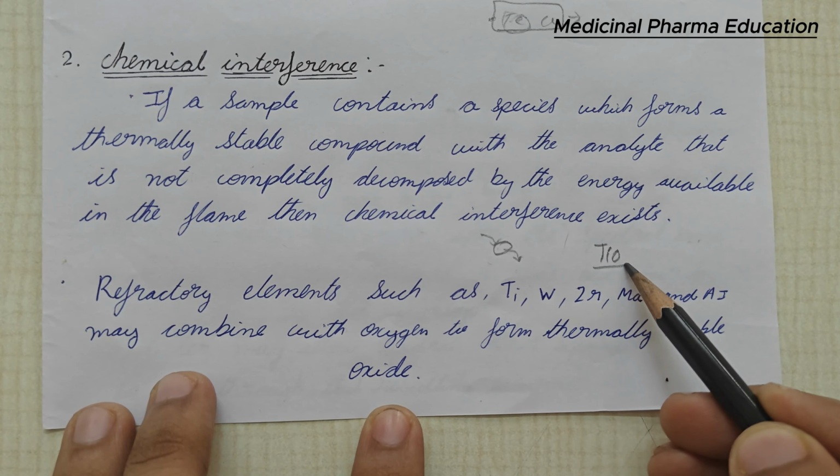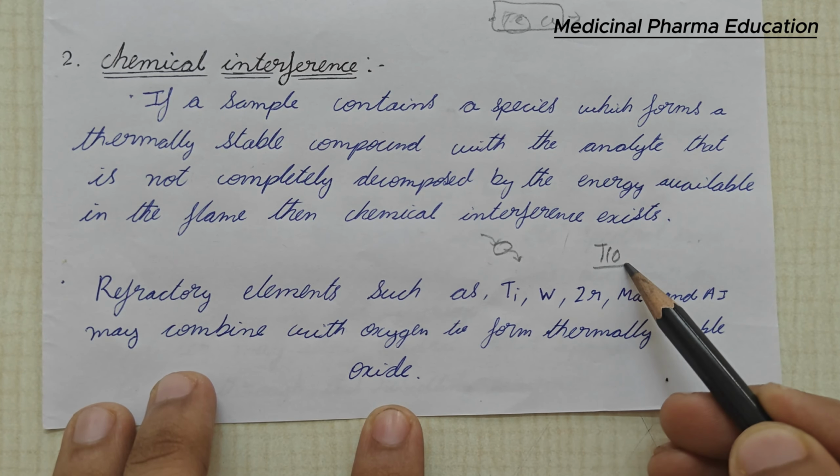Okay, matrix interference occurs only in atomic absorption spectroscopy. Matrix interference occurs when the sample is more viscous or has a different surface tension than the standard. It can result in a difference in the sample uptake rate due to a change in the nebulizer efficiency. In the previous video we discussed the instrumentation, where we use the nebulizer to uptake the sample and distribute it into the flame at a uniform rate.